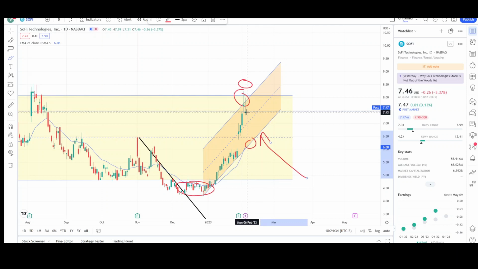Is it guaranteed to occur? No, nothing is guaranteed in the market. We could just see a pop-up right now. But most traders, especially myself, I'd be expecting a pullback. This is not a good sign if you're a bull.